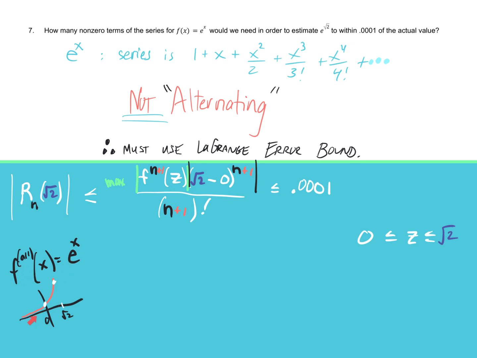every order derivative is e to the x, whose graph we know looks like this. And therefore, on the interval from 0 to root 2, the maximum value of that will happen at the endpoint, the square root of 2. So the maximum will be when x is the square root of 2. So whatever derivative it is, e to the radical 2 will be the maximum value of that derivative on this interval. Then we have root 2 to the n plus 1 over n plus 1 factorial, and we just need to solve this. This is a calculator problem. Enter this as a function and find out what n value will cause it to be less than or equal to 0.0001.